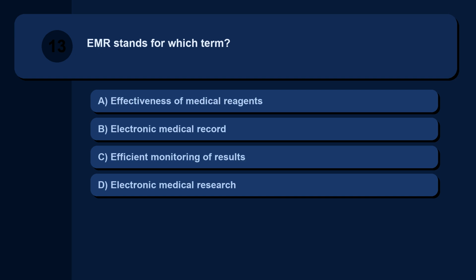Question 13. EMR stands for which term? Effectiveness of medical reagents, electronic medical record, efficient monitoring of results, electronic medical research. EMR stands for Electronic Medical Record, a digital version of a patient's medical history used by healthcare providers for better record-keeping and tracking patient information.